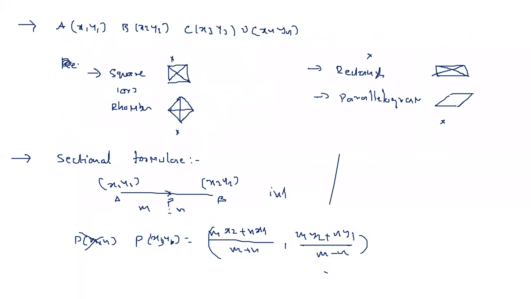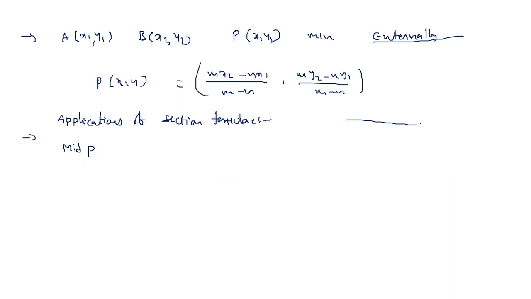Okay, so there are two divisions. The meaning of internal division: this is AB, and the point is P here, so the ratio AP by PB is equal to m by n. External means this is a line AB and the point is somewhere outside, so the ratio AP by PB is equal to minus m by n. This is the meaning of external division.